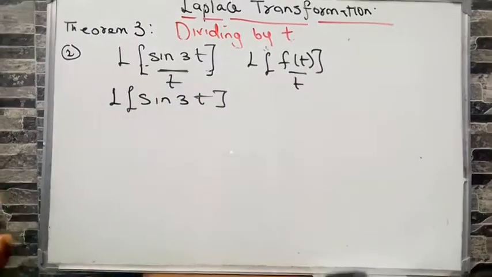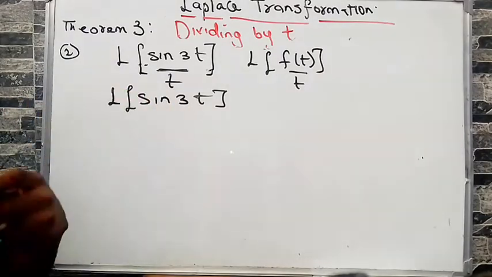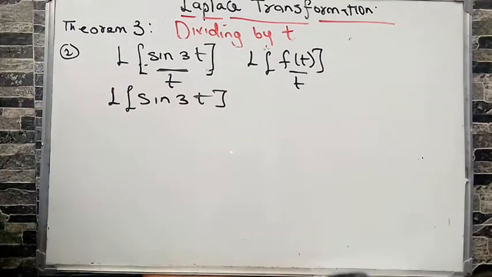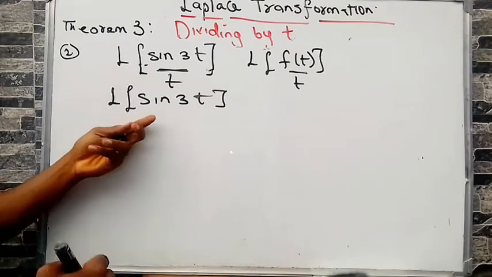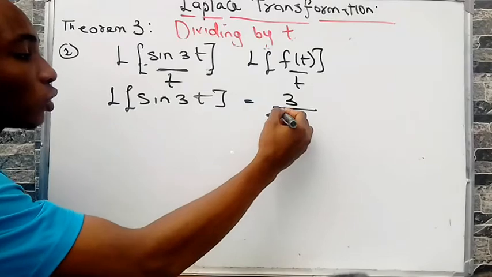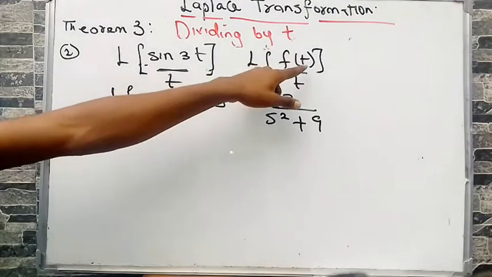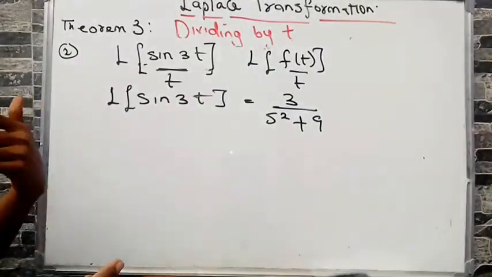You all know that the Laplace of sine 3t is very easy, because I taught it in our last video, where we actually proved the answer to the Laplace of a sine function. So the Laplace of sine 3t, we all know, is 3 divided by s squared plus 9. So I've gotten the Laplace of the function of t, which is sine 3t. So now what do I do next?